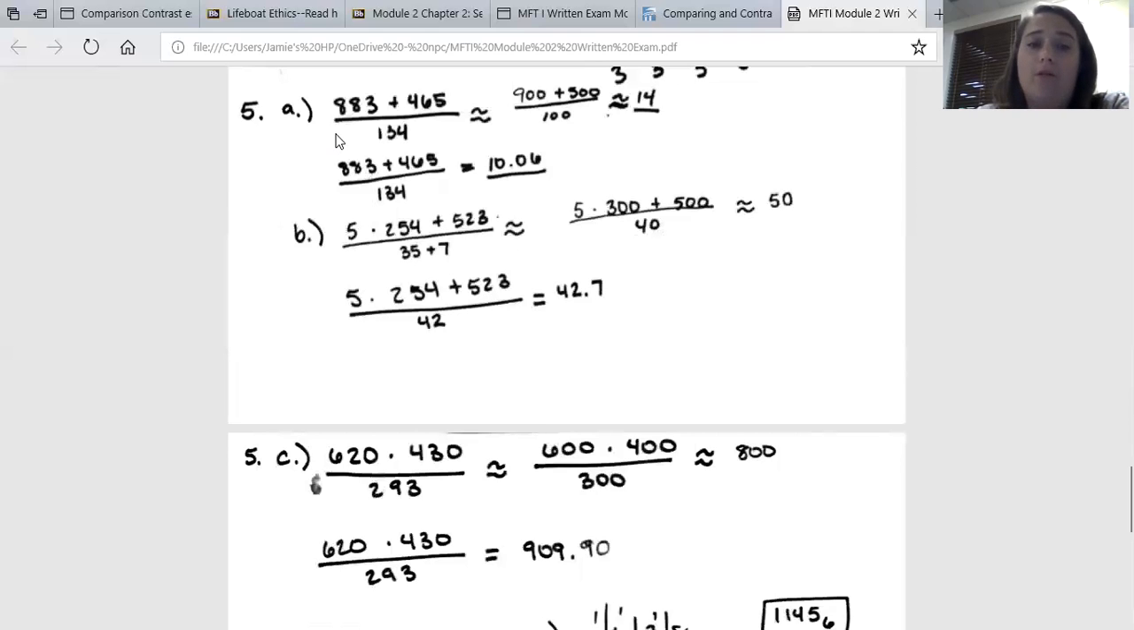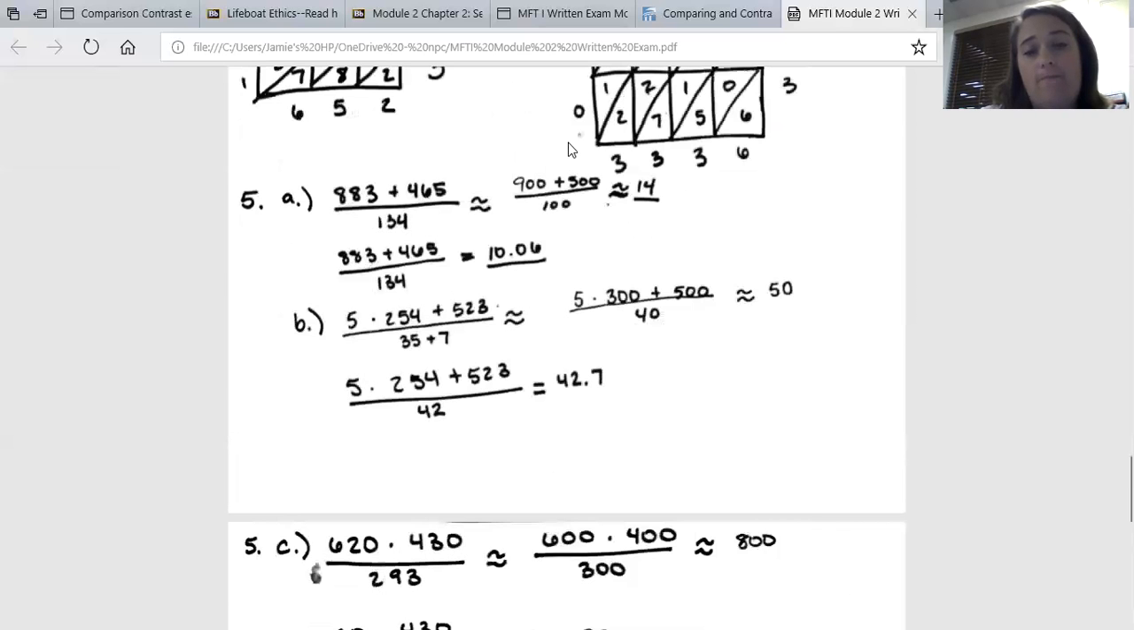Rounding. We're going to round these numbers up. So when you round, you're rounding to the furthest number to the left. So if that's above 50, you round up. If it's below the 50 mark, you round down. So 883 rounds up to 900. 465 rounds up to 500. And if you add that, 1,400 divided by 100, because we round down when it's 134, estimates to be 14.